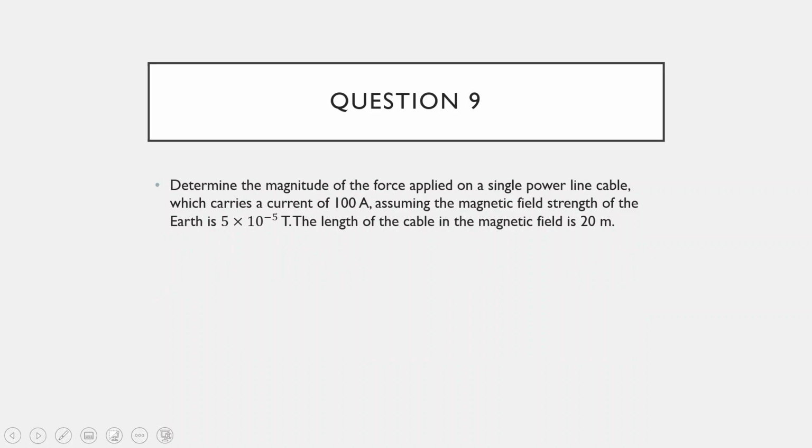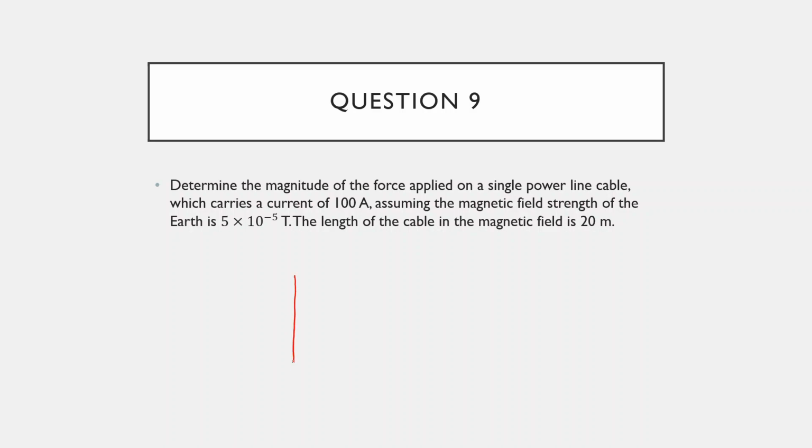All right, so let's do a question. It says, determine the magnitude of the force applied on a single power line cable, which carries a current of 100 amps, assuming the magnetic field strength of the Earth is 5 times 10 to the negative 5 Tesla. The length of the cable in the magnetic field is 20 meters. And I guess we're assuming here that the current and the field are perpendicular to each other. Otherwise, what's the point?